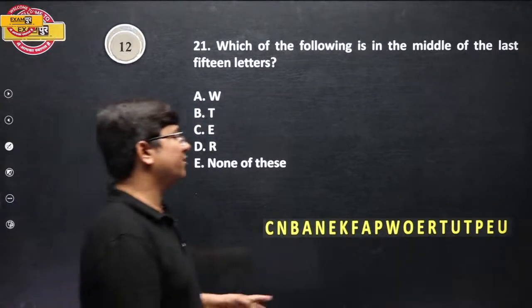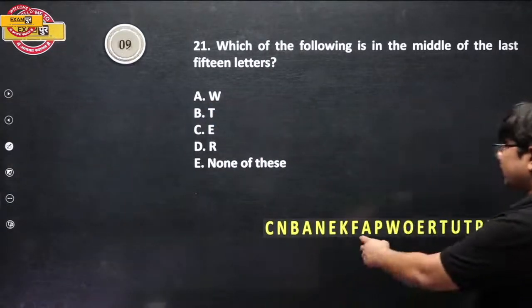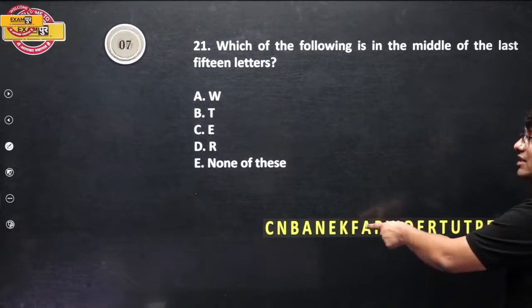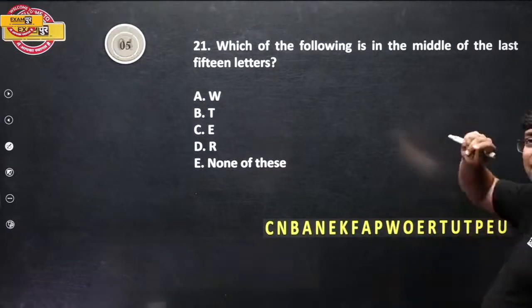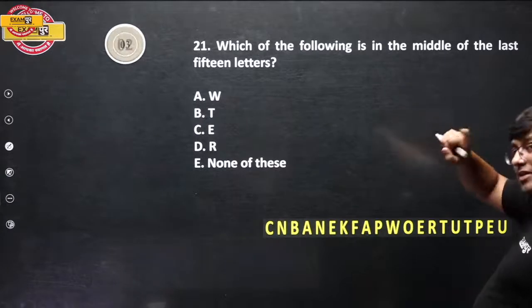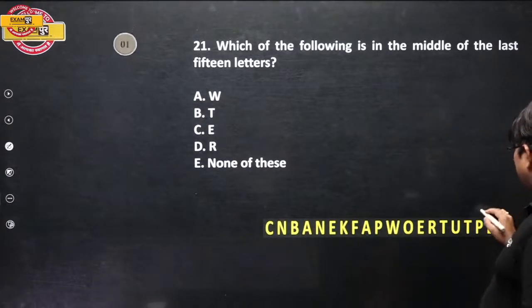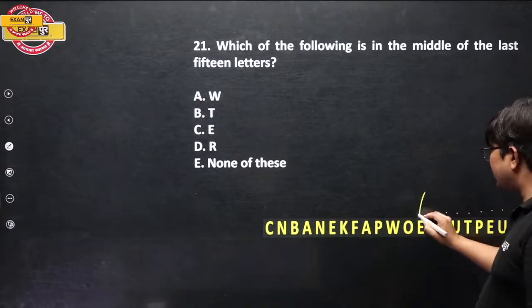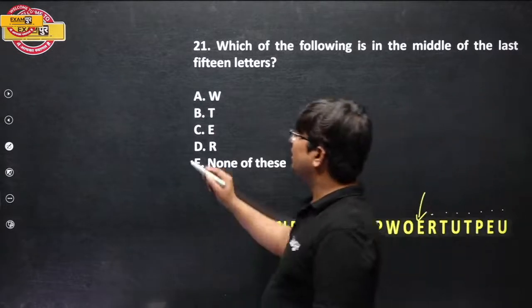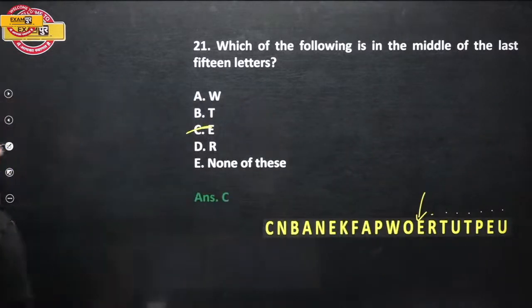See, last 15 letters, you do not need to actually see which are the last 15 letters. So if the last 15 letters are there, the middle letter will be the 8th letter. 1, 2, 3, 4, 5, 6, 7 and 8th letter. It's E. And therefore the right answer is option number C, that is E.